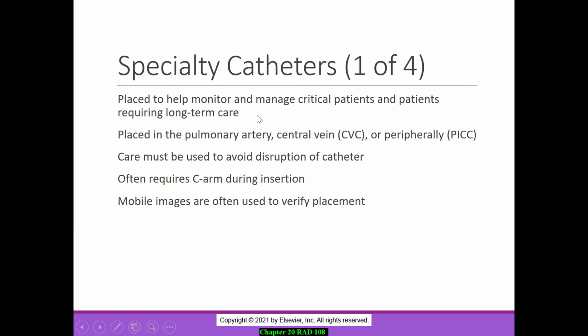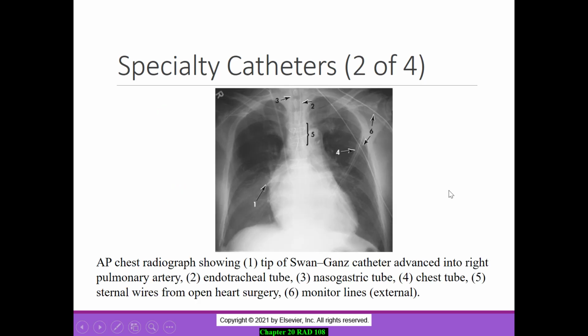So those specialty catheters, they're going to be placed to help monitor and manage critical patients, especially if they're requiring long-term care. So if this is someone who's only coming for a 24-hour stay, they're not going to do these specialty lines. Your special catheters are going to be placed in that pulmonary artery or central veins, your CVCs, your PICC lines. You don't want to disturb those. Sometimes they will do those under C-arm to make sure that they're inserting correctly, and so mobile images are used to verify placement quite a bit in those.